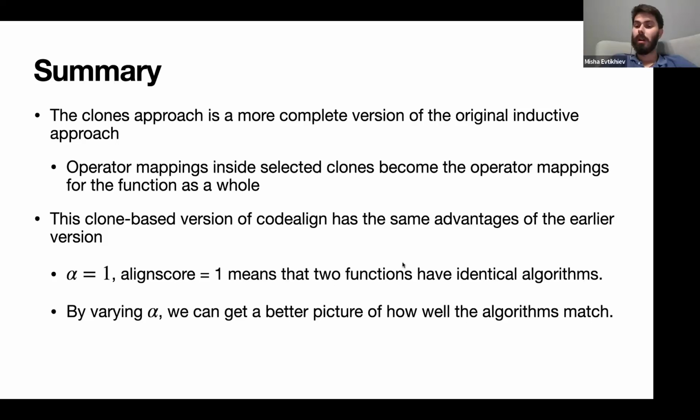Okay, thank you. Another question that I had: in the summary you mentioned that by varying alpha you can get a picture of how well the algorithms match. So I wonder, does it make sense to plug in several different values of alpha and average the scores in some fashion? Or should we report several results in a row, or something else? What would be your take on that?